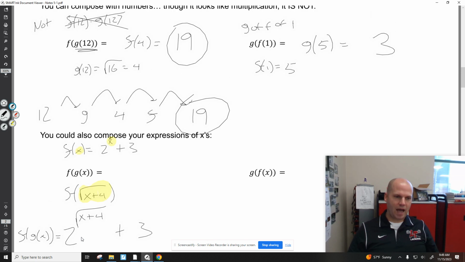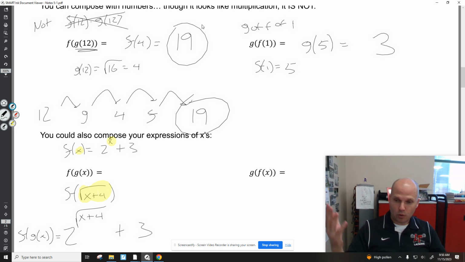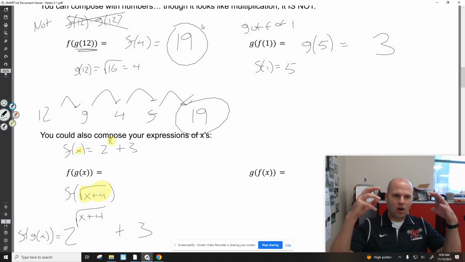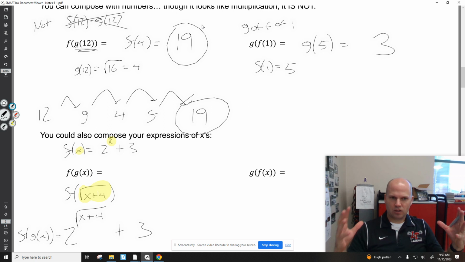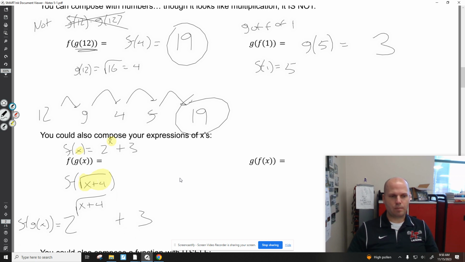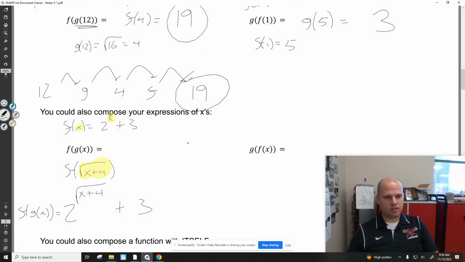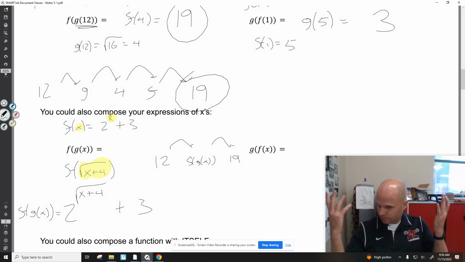Now we can go back to this question, 12, and plug it into this machine, and we get the square root of 12 plus 4, which is the square root of 16, which is 4. 2 to the 4th, 2, 4, 8, 16, plus 3, 19, boom. We've combined our machines, we've made it a larger machine versus treating it as two separate machines. We can just plug 12 into F of G of X, and boom, you get 19. Isn't that cool?